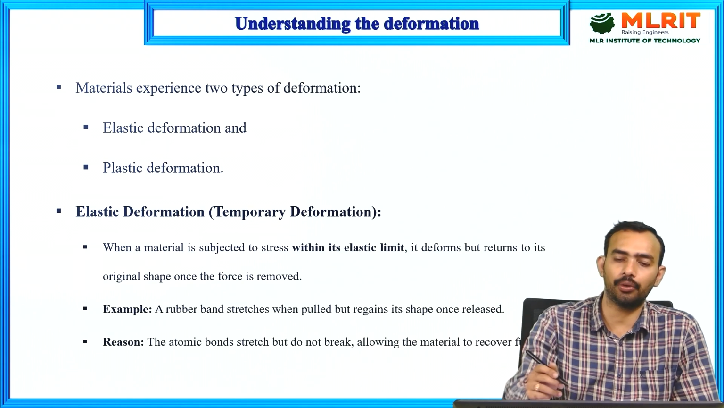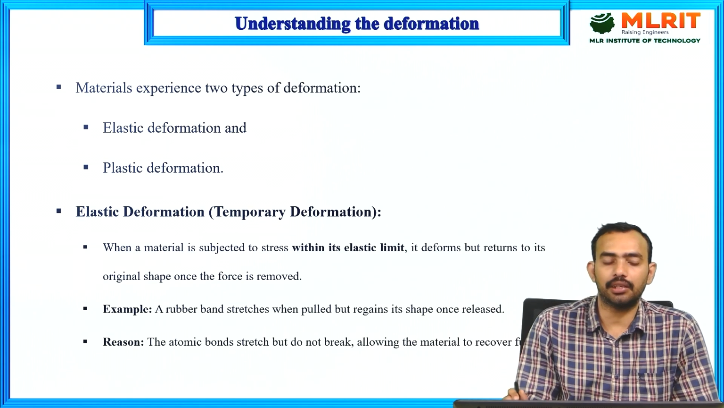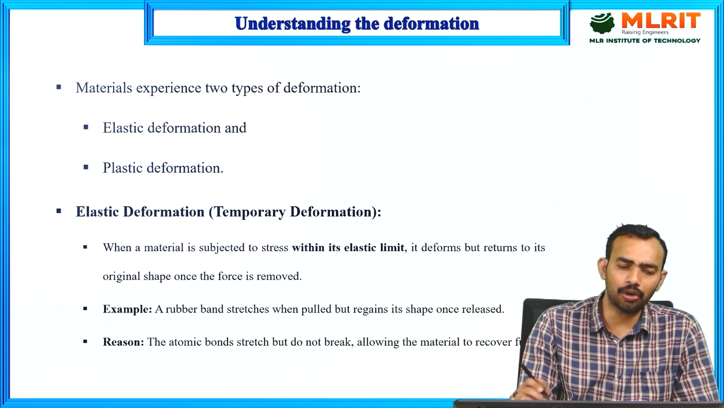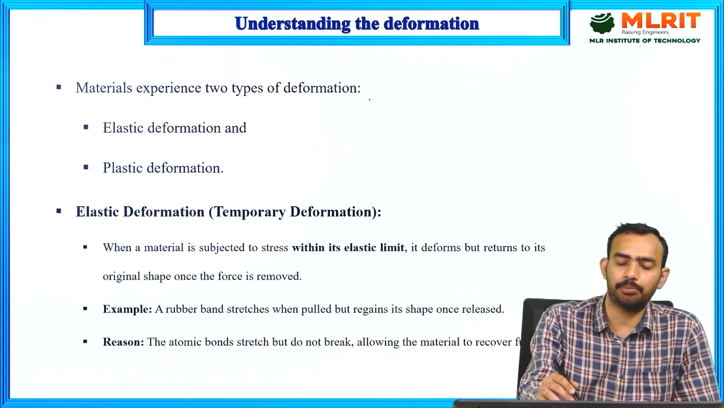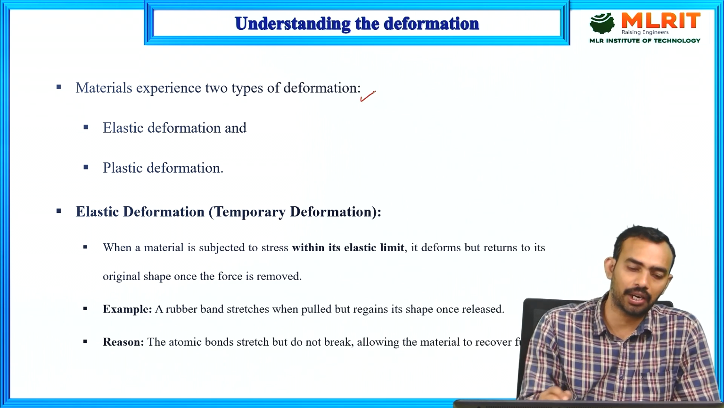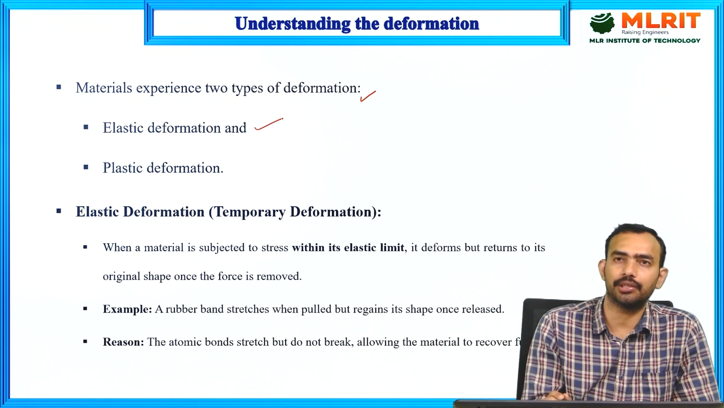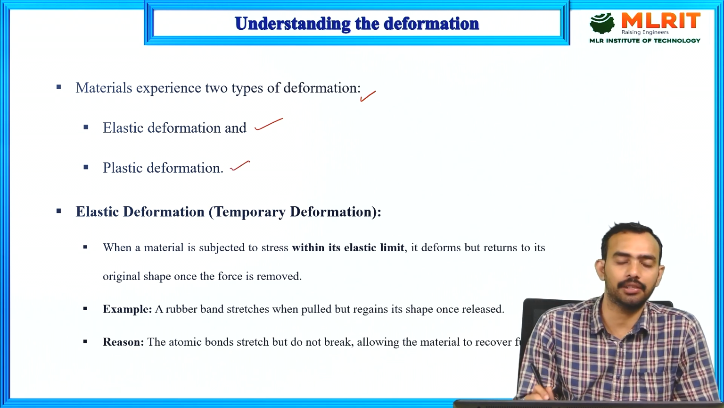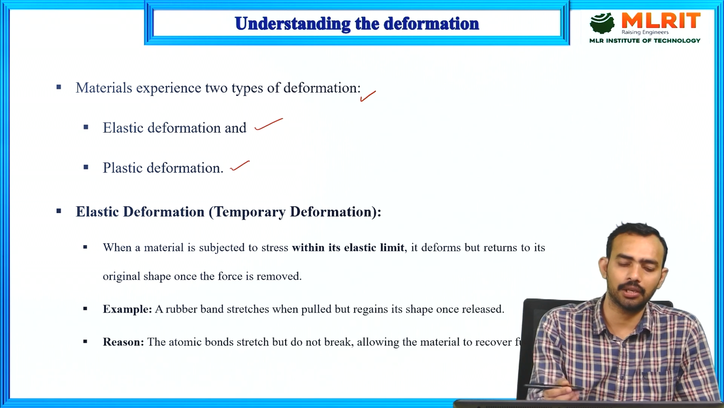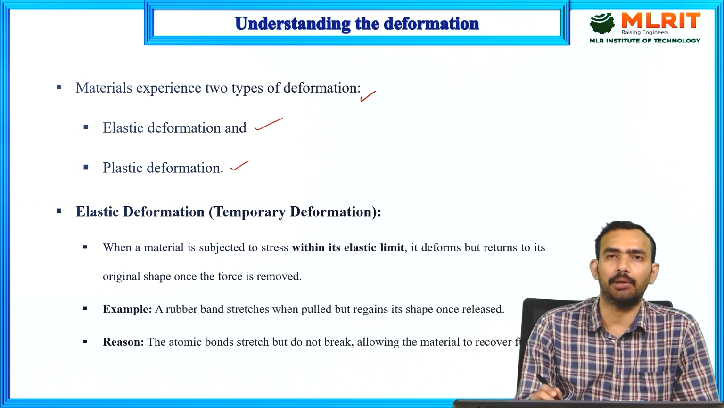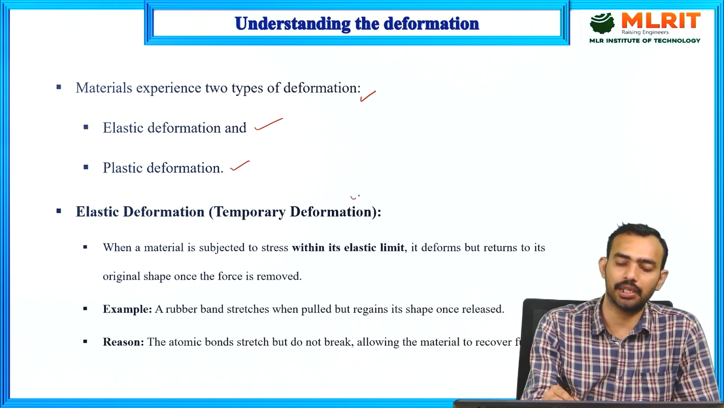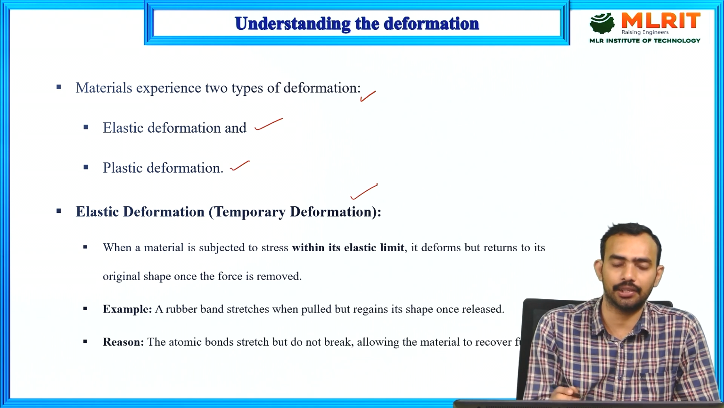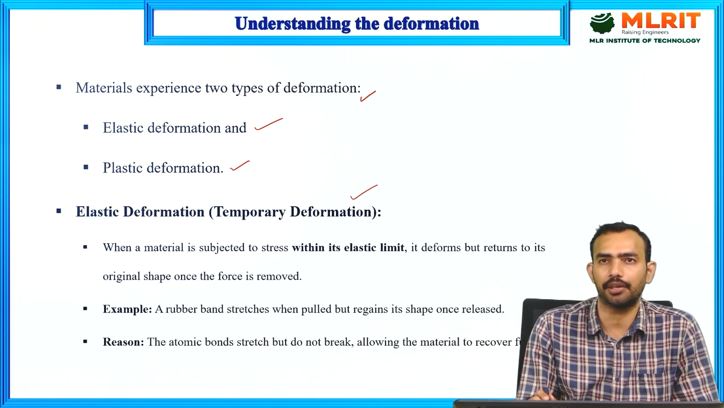So before going ahead, let us understand the deformation. We all know that materials experience two types of deformation. One is elastic deformation, the other one is plastic deformation. So what do you mean by elastic deformation? In a simple layman way, we can also say that this is a temporary deformation.